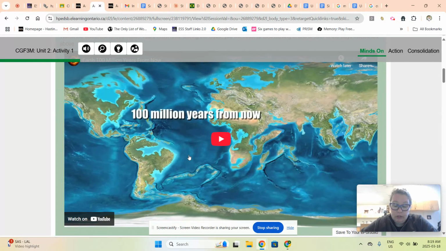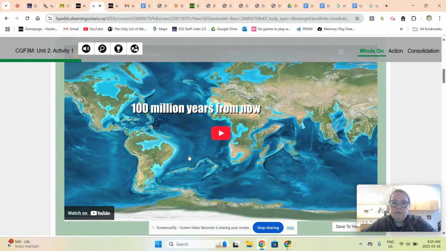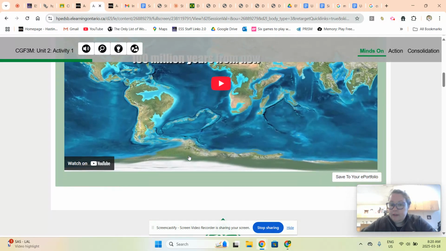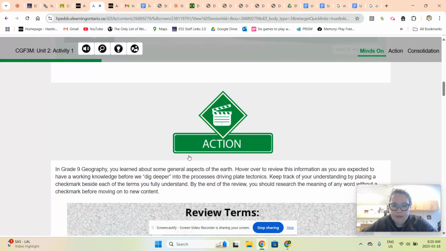Not in our lifetime. We don't feel the movement. The movement of the Earth's crust moves as fast as a fingernail grows. So it may move millimeters and we have absolutely no idea because it's so minuscule we can't feel it.